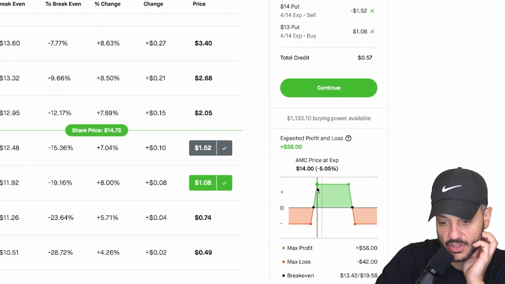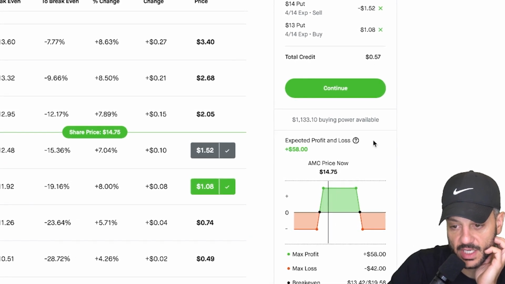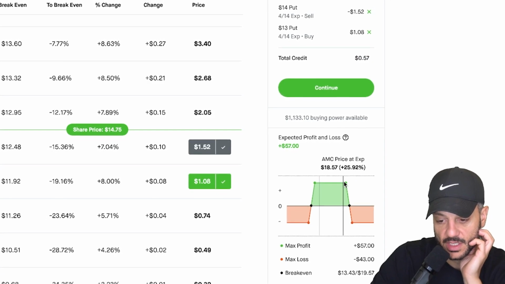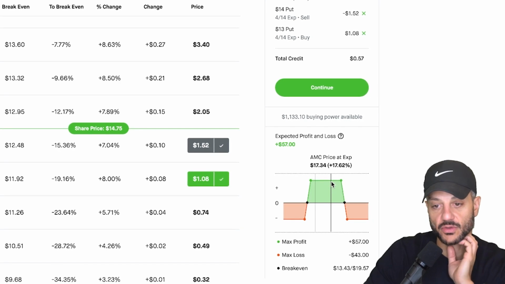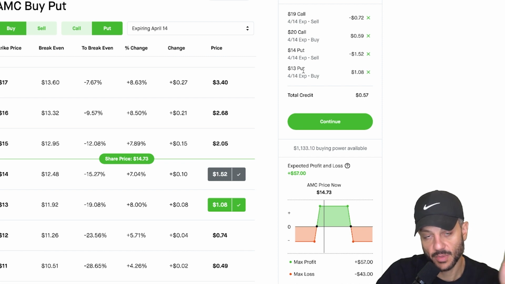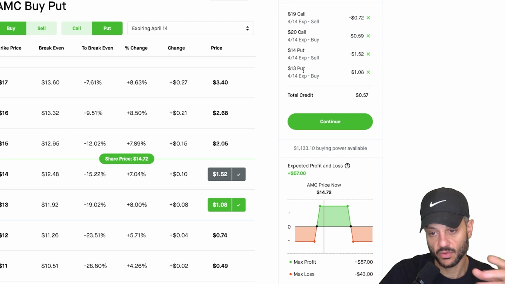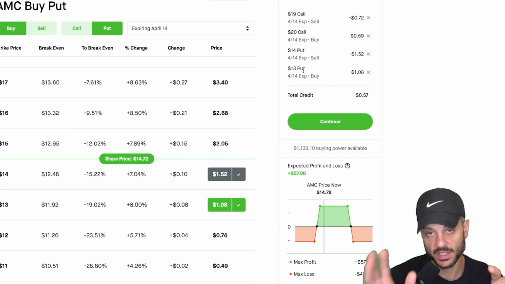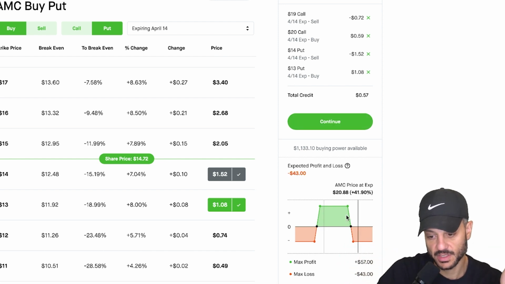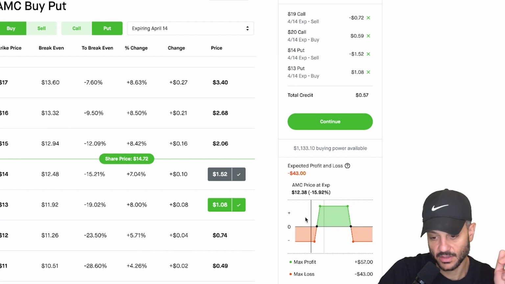You have a range here. So all AMC has to do for you to collect 100% of this $57 is expire between $14 and $19, right? And the max value of this spread is going to be $100. The reason is because there's a $1 difference between the calls and a $1 difference between the puts, right? And you might think to yourself, oh, well, why isn't the collateral or the max value $200? Well, because only one side can be a maximum losing side. Either you're going to lose on the calls or you're going to lose on the puts, because AMC is either going to be, if you lose, above this or below this, and you can't lose on both sides.